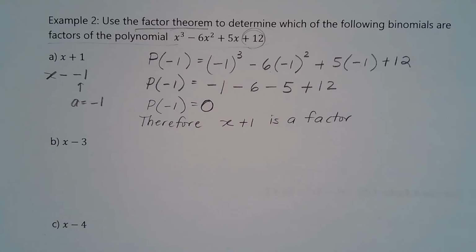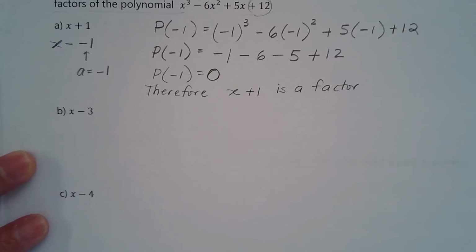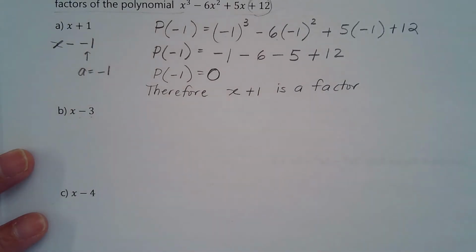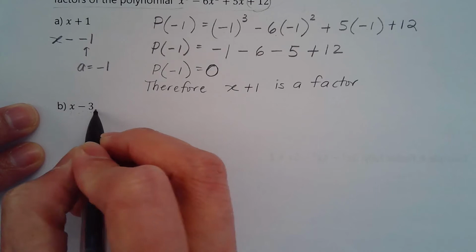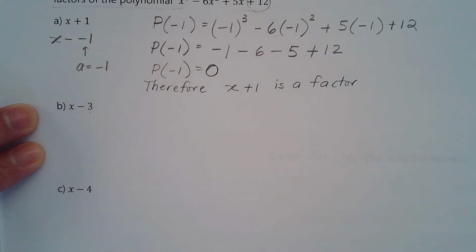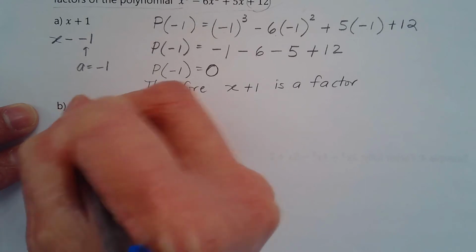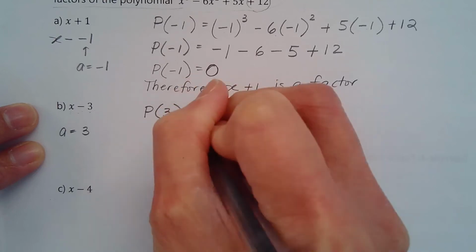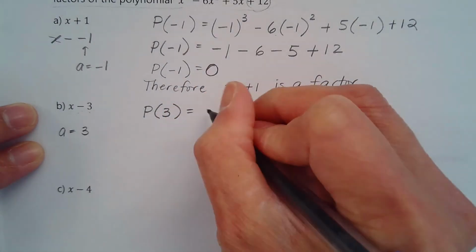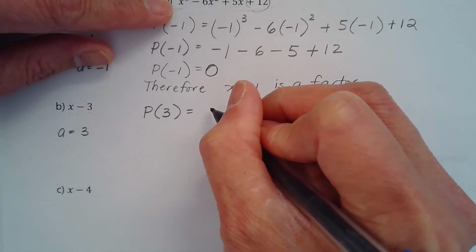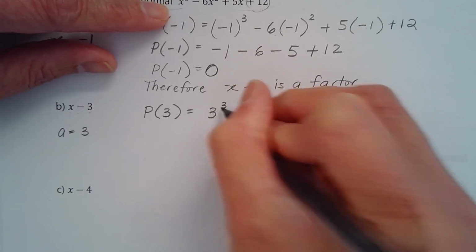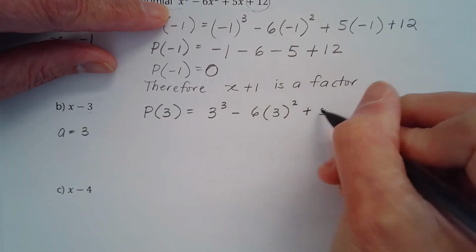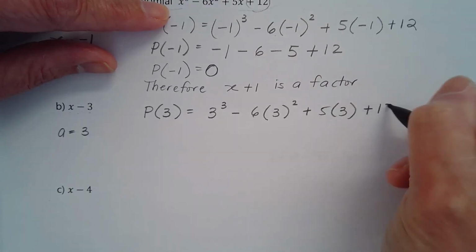We're going to try this one. Our question is: is x minus 3 a factor? Well, let's use our factor theorem. X minus 3, what's the a value? It's 3. A is equal to positive 3. So what's the value of the polynomial when x is 3? We substitute 3 wherever we find x. So 3 cubed minus 6 times 3 squared plus 5 times 3 plus 12.